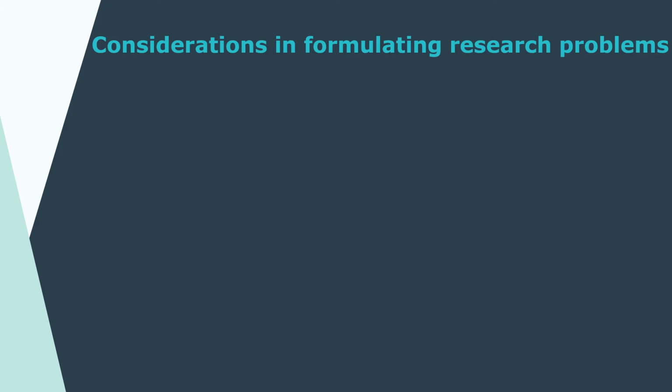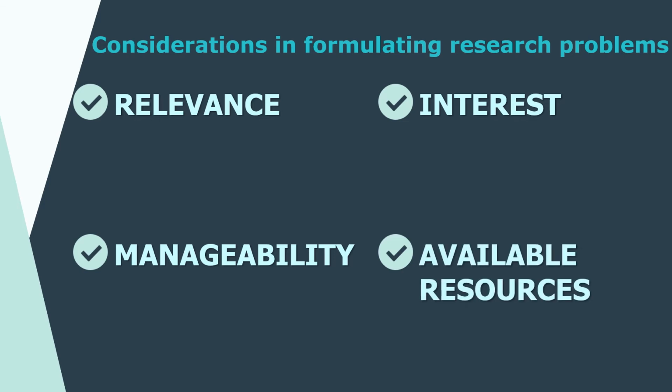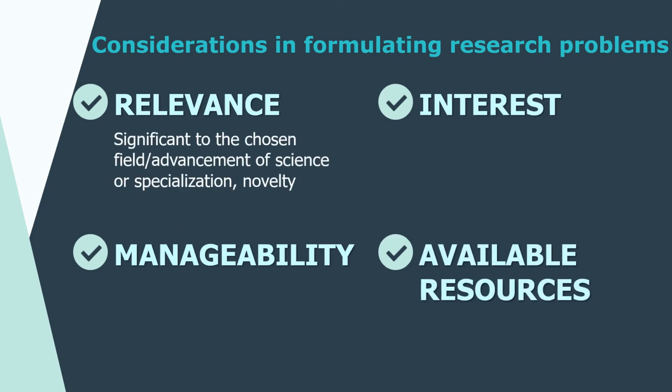Once you already selected your research topic, there are some factors that you have to consider to formulate your research problems. A researcher should consider the relevance, interest, manageability, and available resources. Relevance means the significance of your topic to the chosen field or advancement of science or specialization. It should be novel and genuine.